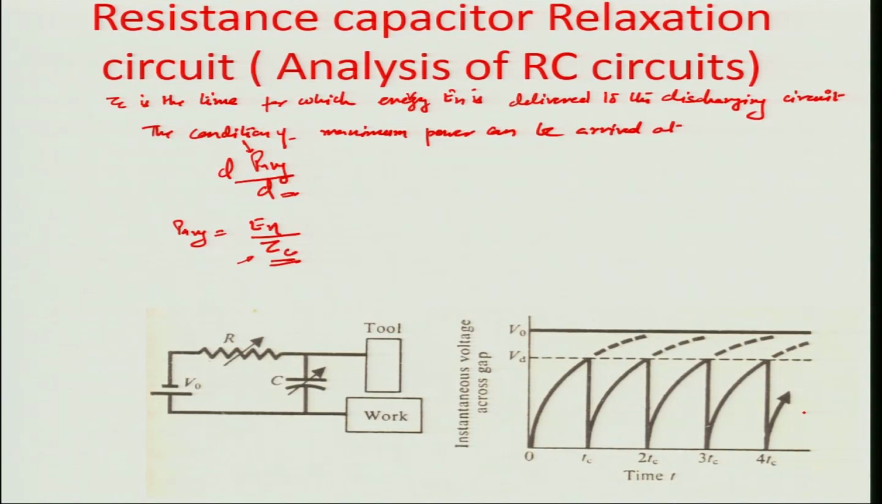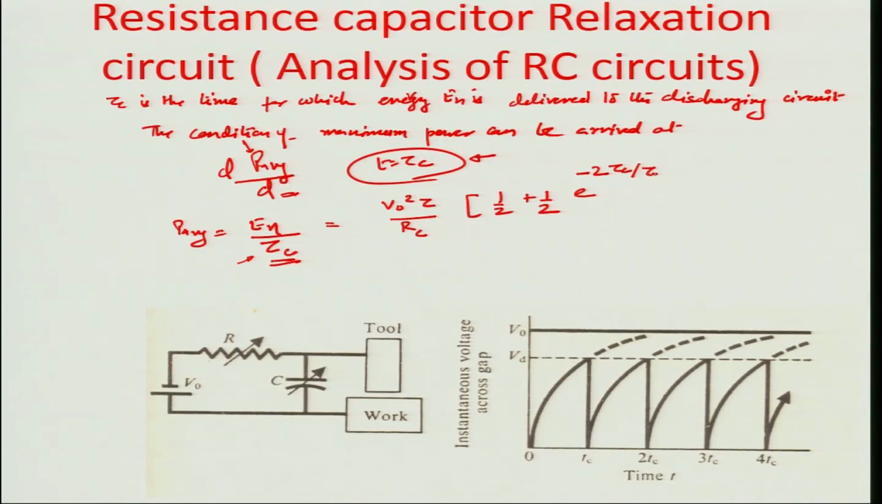And if I were to consider, by substituting the value of Tc in the expression, we have the En value borrowed from the last step as V0 square tau by RC times of half plus 1/2 e to the power of minus twice. Now we put t equal to Tc here, the amount of time it takes for the whole discharge process to complete. So you have 2 tau c by tau, minus e to the power of minus again tau c by tau.